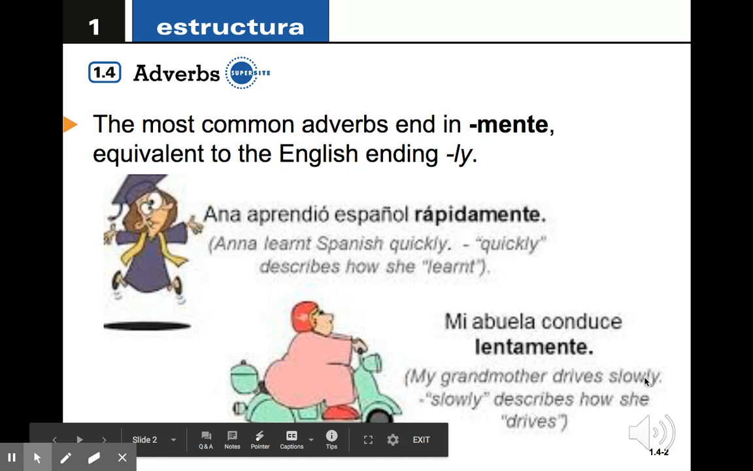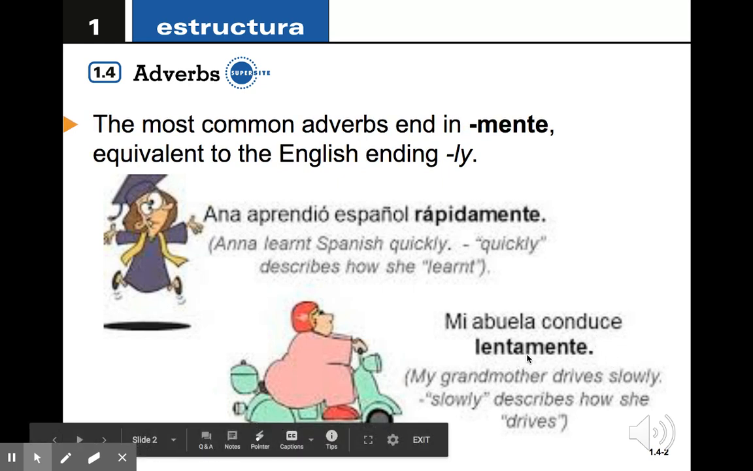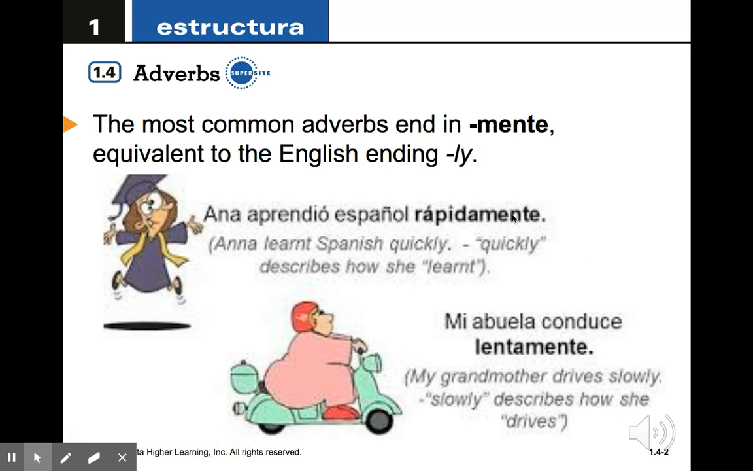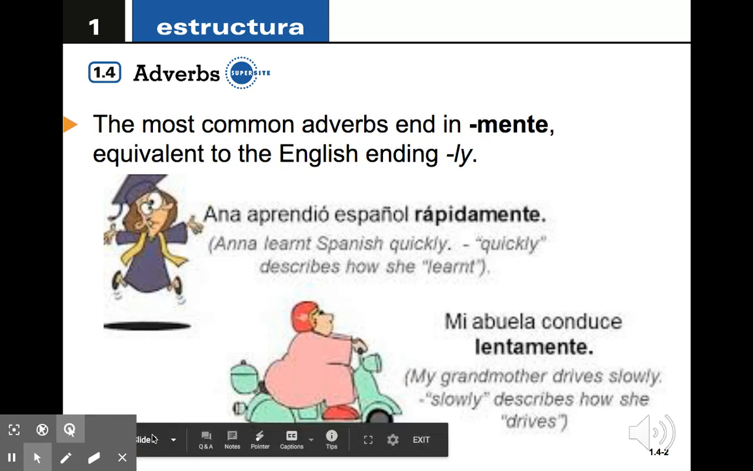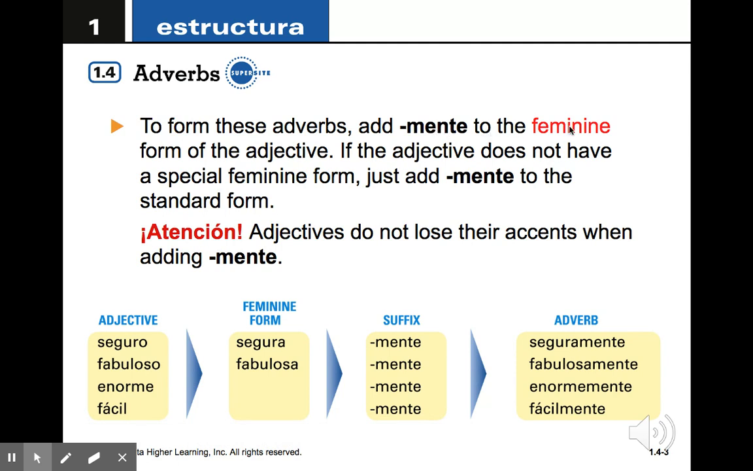My grandmother drives slowly. Notice how both of these adverbs are describing, or slowly is describing the driving, and rápidamente is describing the learning. Now, there are a few things to keep in mind here. To form an adverb, we know that we have to add the mente to the end. However, we must change to the feminine form of the adjective. So let's take a look at two examples.